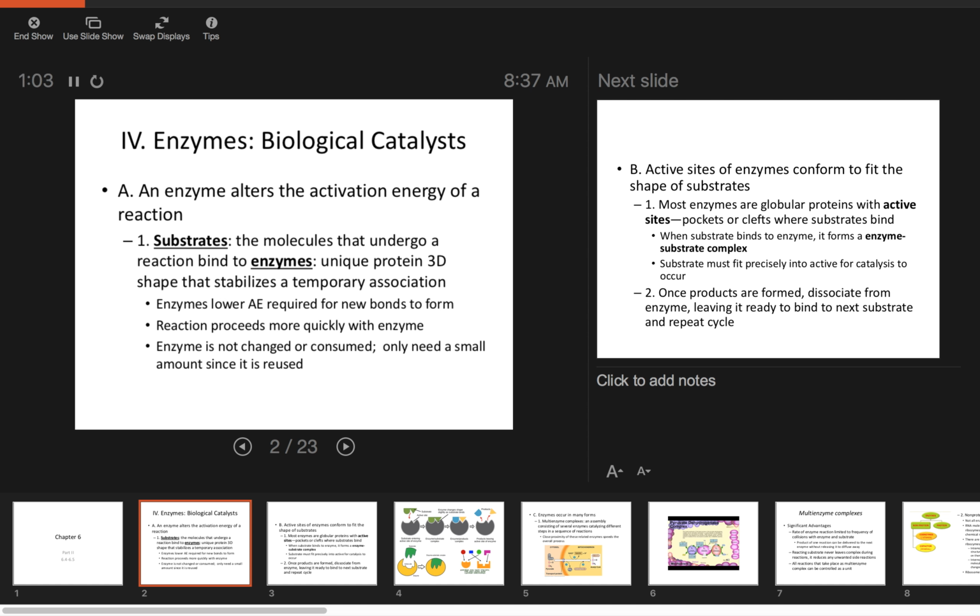An enzyme is a unique protein 3D shape that stabilizes a temporary association. Things that enzymes do, they lower the activation energy required for new bonds to form. So as a result, the reaction proceeds more quickly with the enzyme versus without. The enzyme is not accounted for in the chemical equation, and that's because it's not changed, it's not used up, it's reusable. You only need a small amount of it.